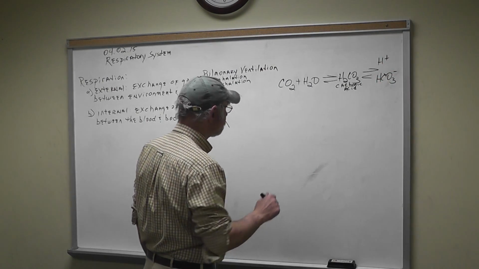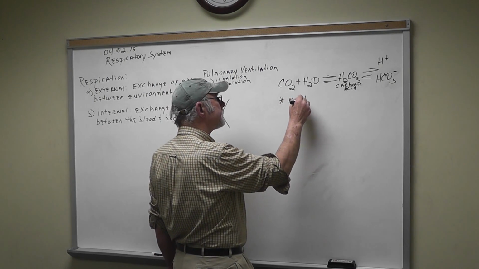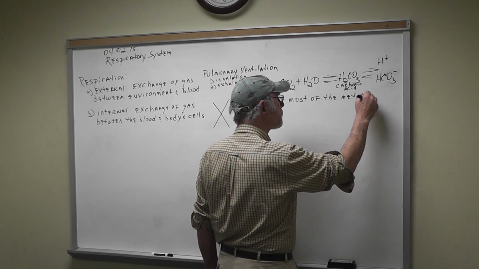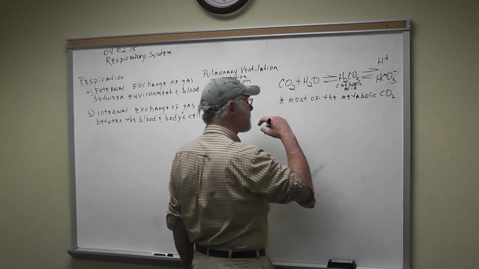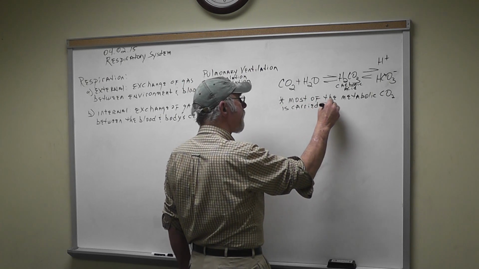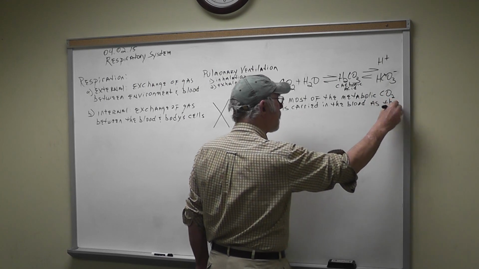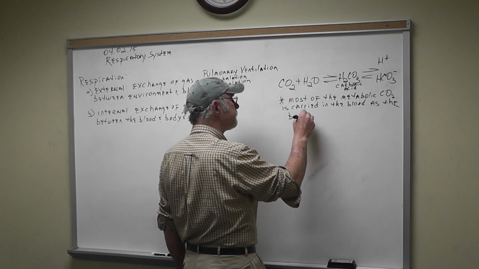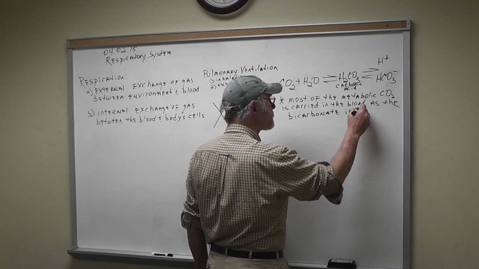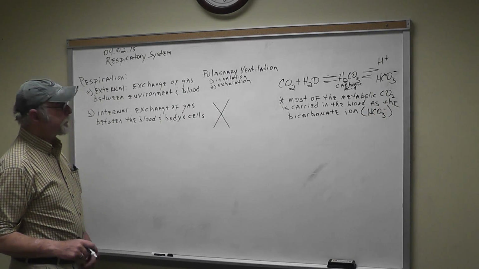The point here is, and this is an important point, so I put a little asterisk by it, most of the metabolic CO2, carbon dioxide, is carried in the blood as the bicarbonate ion. And if you remember, that is the HCO3 negative.